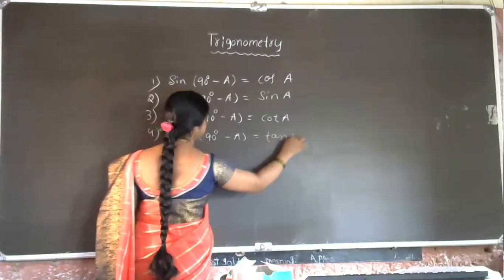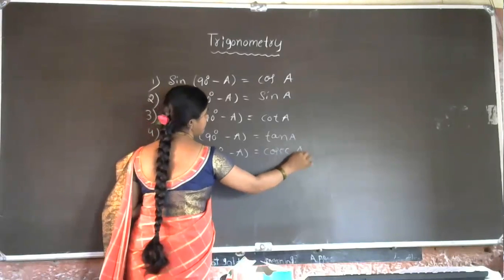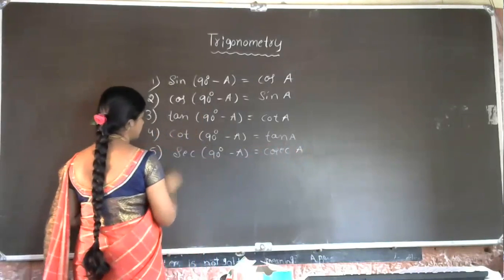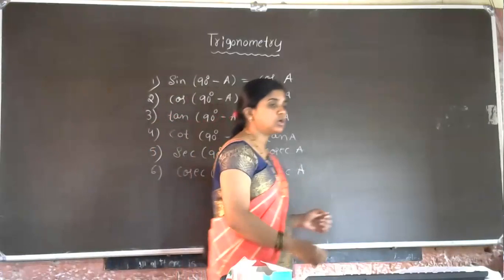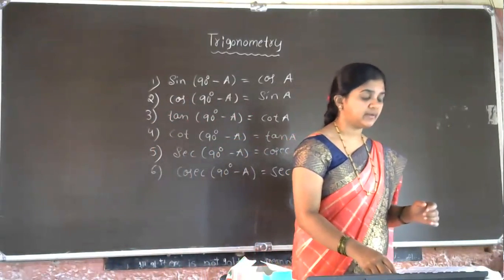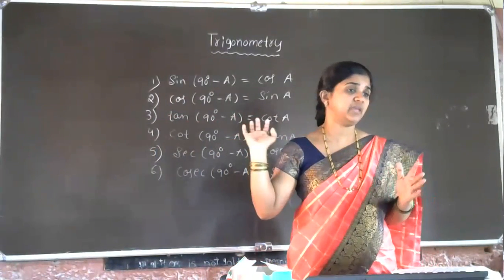Okay, next, the fifth one. Secant 90 degree minus A is equal to cosec A. Yes, secant 90 degree minus A is equal to cosec A. Then the sixth one. Cosec 90 degree minus A is equal to secant A. Yes, cosec 90 degree minus A is equal to secant A. So these are the 6 trigonometric ratios of complementary angles. This is the final result we use in the problems.